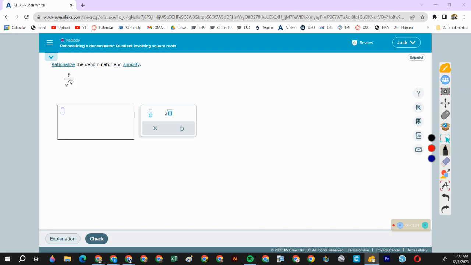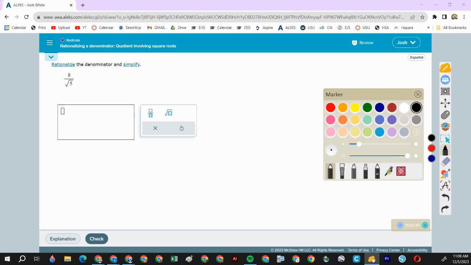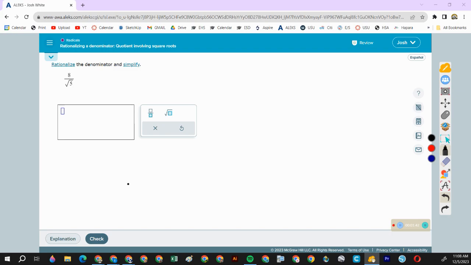So here, I have 8 over the square root of 5. I want that radical, that root, out of the denominator. So the method of rationalizing the denominator is figuring out some number that I can multiply to the square root of 5 and end up with a result that is not a square root. Multiply it by itself. So times the bottom by root 5.